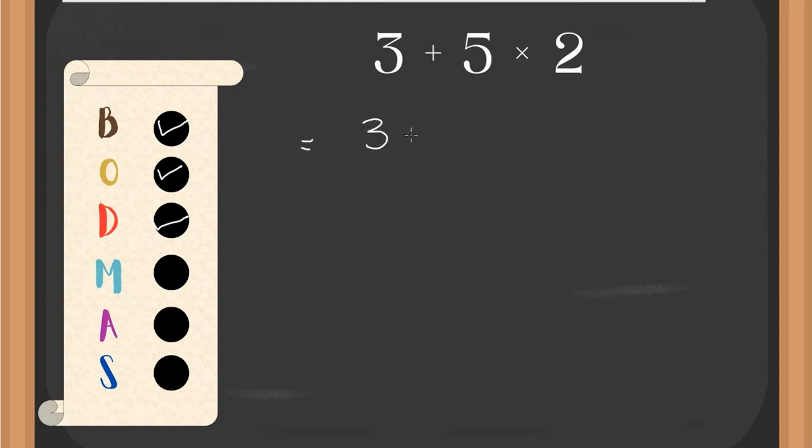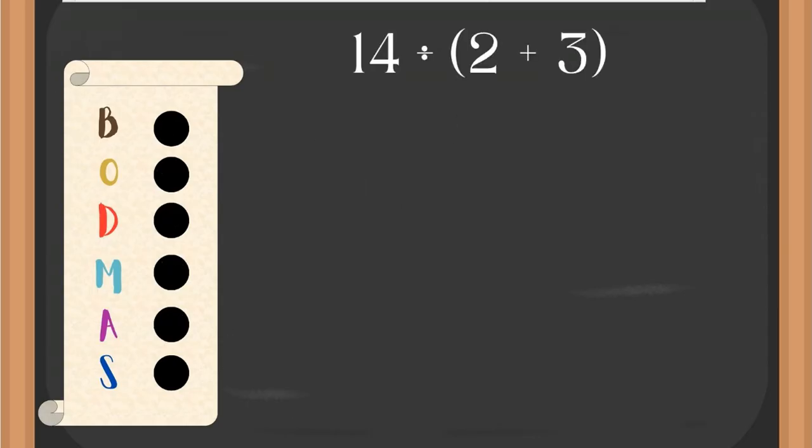So I'm just going to go 3 plus, so I'll just solve it right away in the next step. 5 times 2, so you're going to put 10 over there, equals 3 plus 10 is equal to 13, right? So you've done your multiplication and you've done your addition. There's no subtraction. So you can leave it as it is.